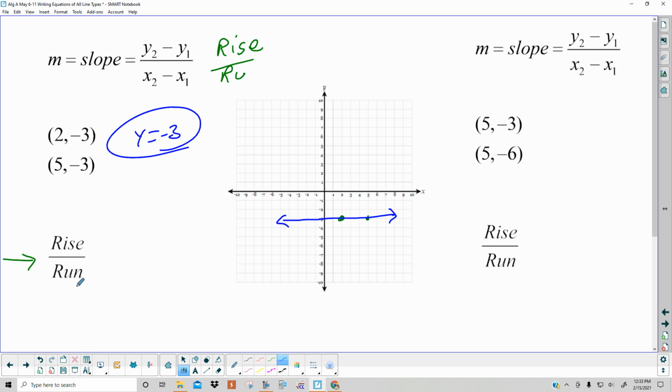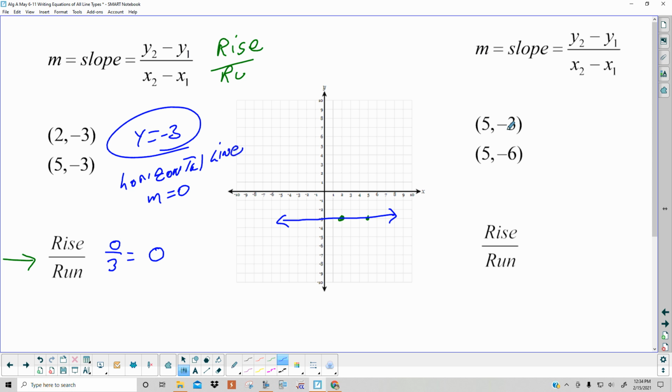Now let's look at the rise over run with this horizontal line. As you go from this point on the left to the point on the right, are you rising? No. So your rise is 0, but your run is 3. And if you need to, type it in your calculator. That's worth 0. So the slope of any horizontal line is always 0. Always. Because you're not rising, but you are running.